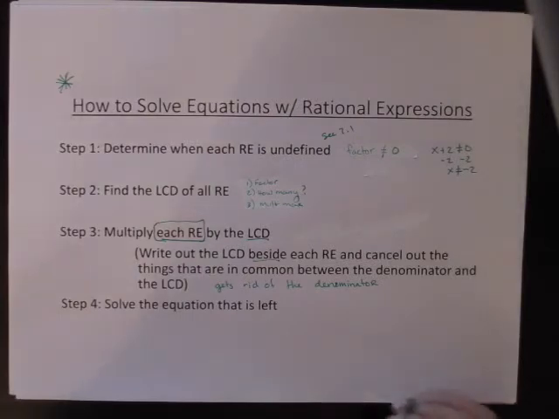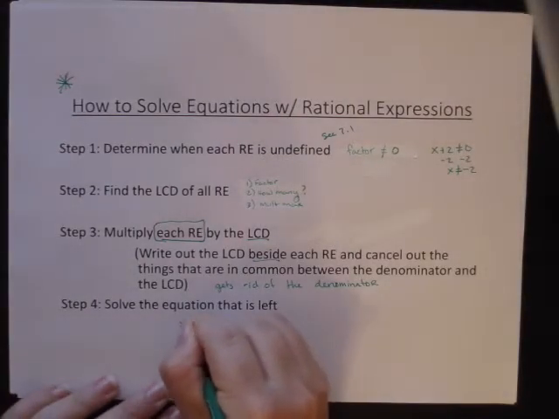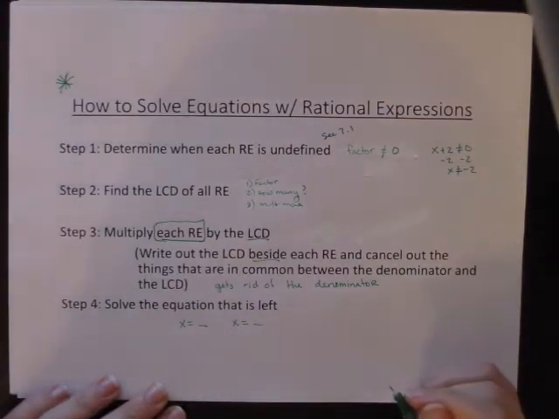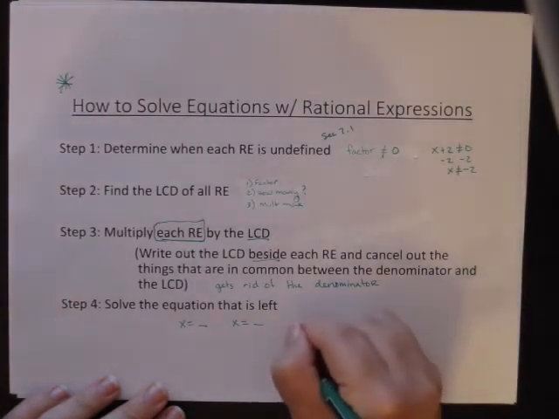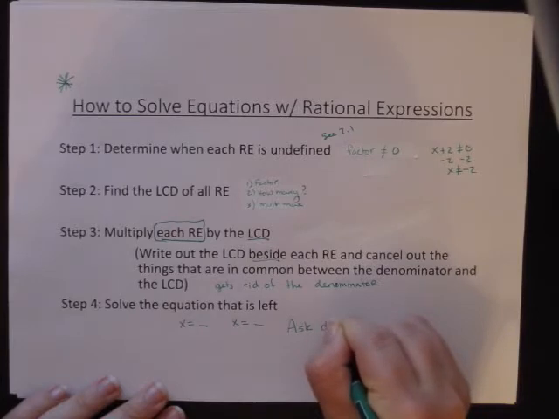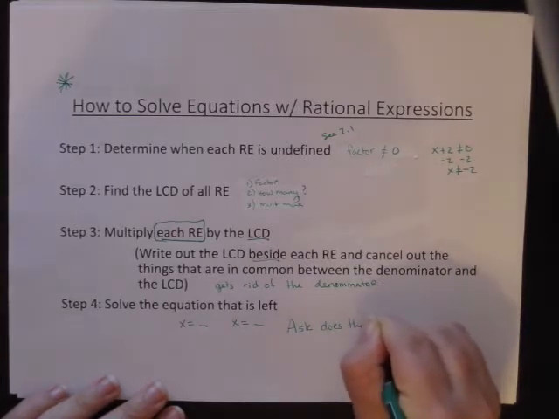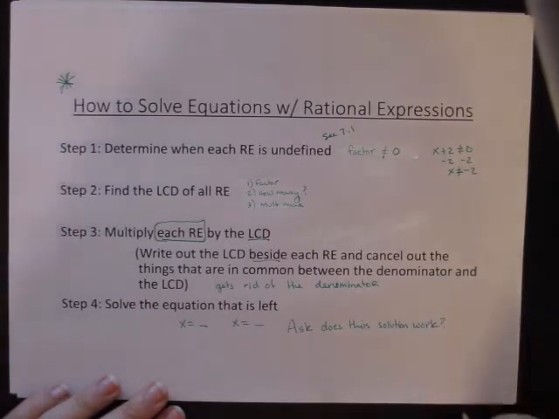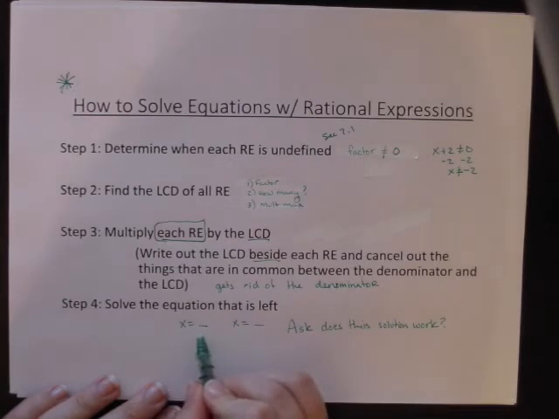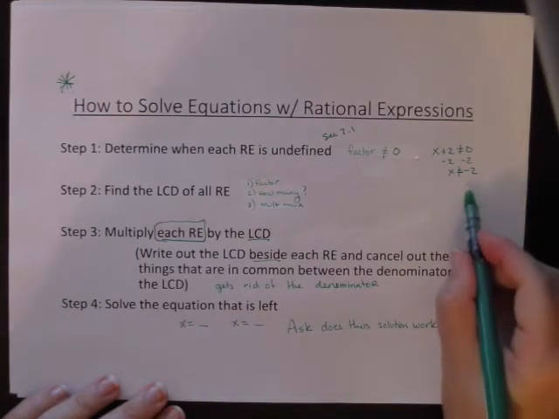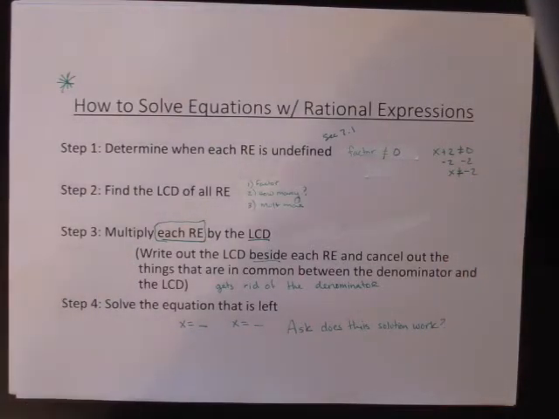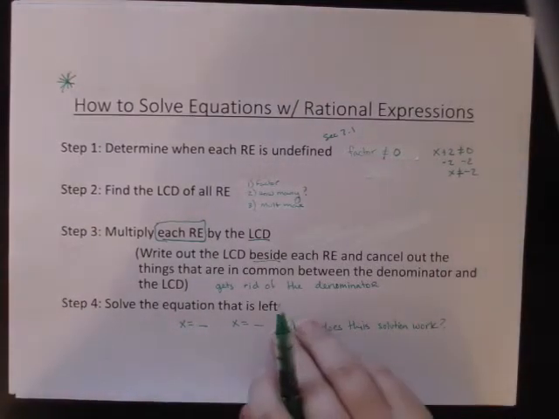And then the last thing you have to do is solve the equation that is left. So you're trying to get x equal to some type of number. Sometimes you'll have two answers, or x equals some other number if it is a quadratic. Alright, and the last thing you have to do is ask, does this solution work? The way you figure this out: if I get an answer and it doesn't equal -2, the solution absolutely works. If it does equal -2 when I solve, then that means there's no solution.